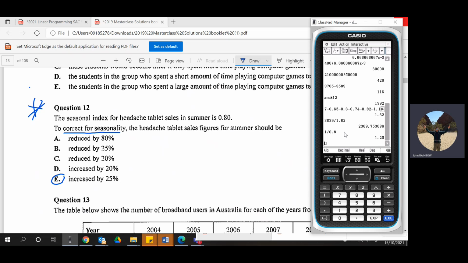I want to get it to 1. Another way you could look at it is if I go 0.8 and increase it by 25%, see how that takes me to 1? So to correct for seasonality, everything wants to become 1, basically. Not figure 1, but that's what we're trying to do.